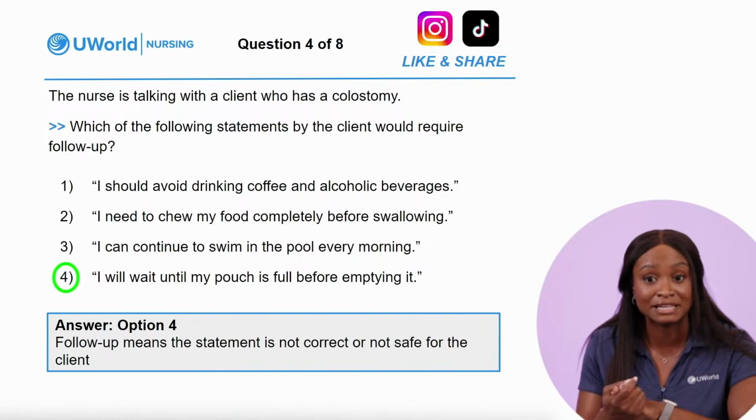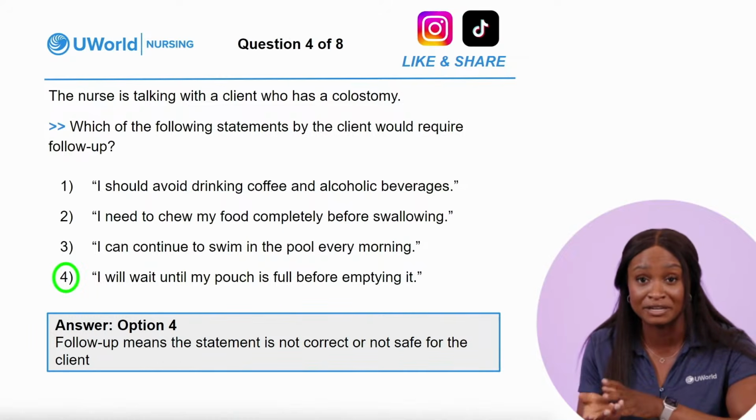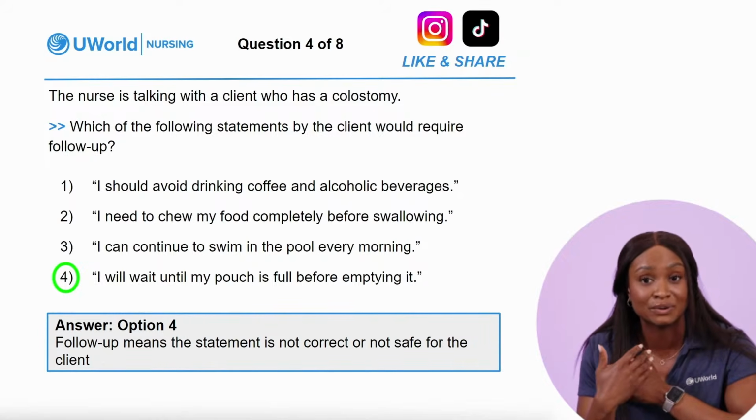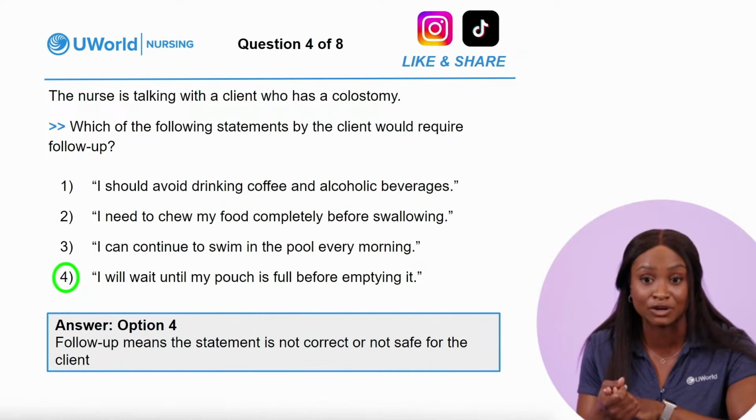Chewing the food completely before swallowing. This is very important because it doesn't get to go through the entire colon with the digestion. So we want to make sure that when it does get down to the colon in the small part, it is going to empty out in the stoma in an adequate way and not form a blockage.